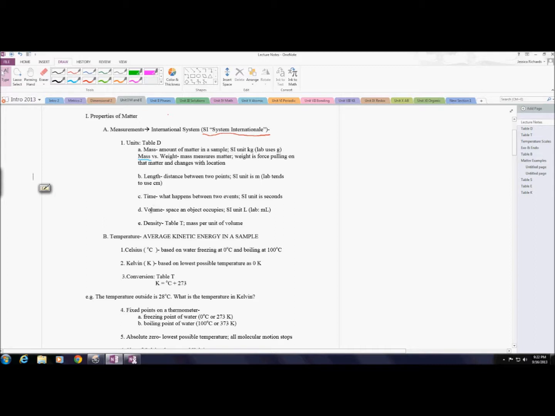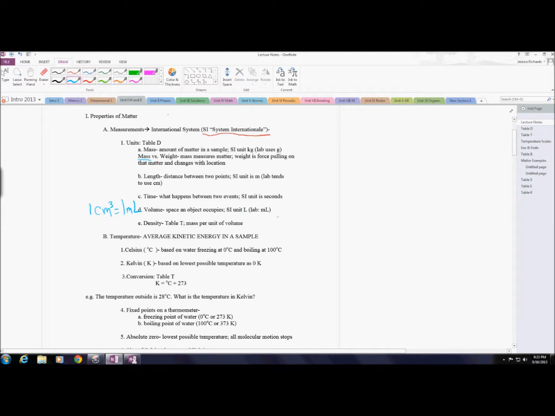Volume is how much space an object takes up. When we're finding volume of a liquid, we use a graduated cylinder. When we're finding volume of a solid, we tend to use cubic centimeters. And remember that with water displacement, 1 cubic centimeter has the same volume as 1 milliliter. That lets us do the water displacement thing. You learned about that in earth science.